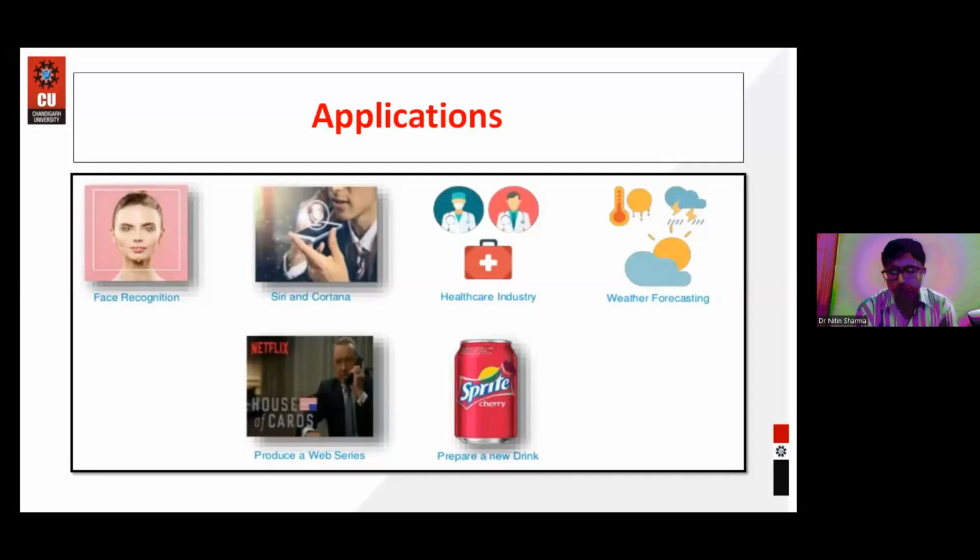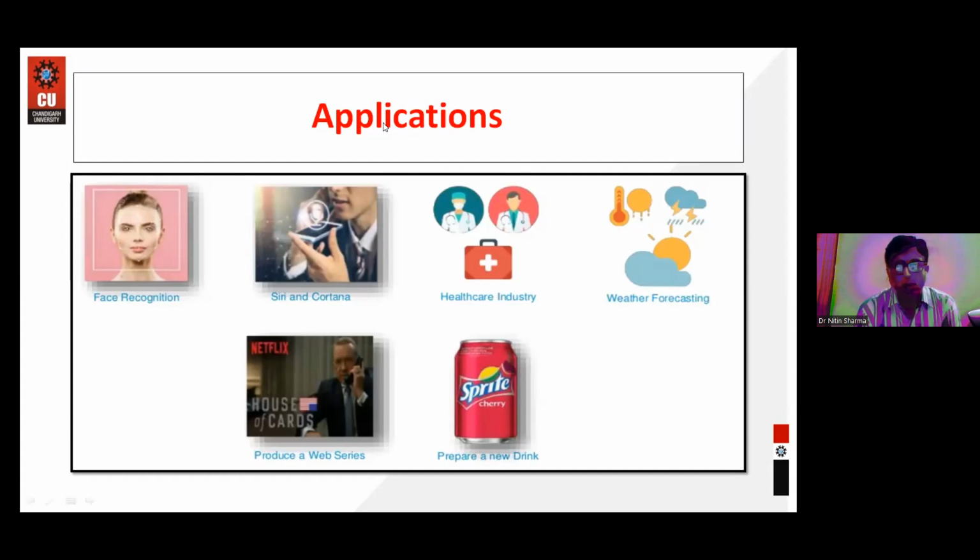Then for any new development, like in any drink, etc., we have the involvement of AI, right? Preparing a new drink, or producing a new web series also includes machine learning. Now one more point, let's say you are searching for a new bag on any website, maybe Flipkart or Amazon. Now, even though you are using your email, on the side you get an advertisement of that bag. So that is also AI.